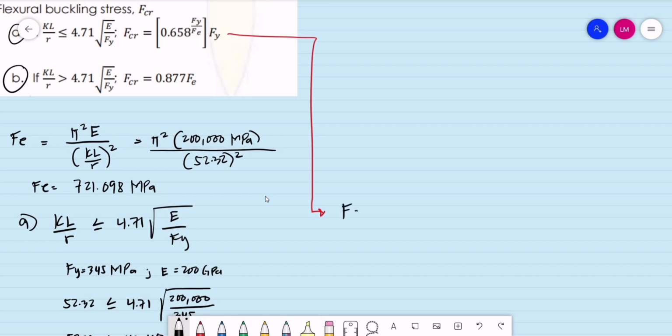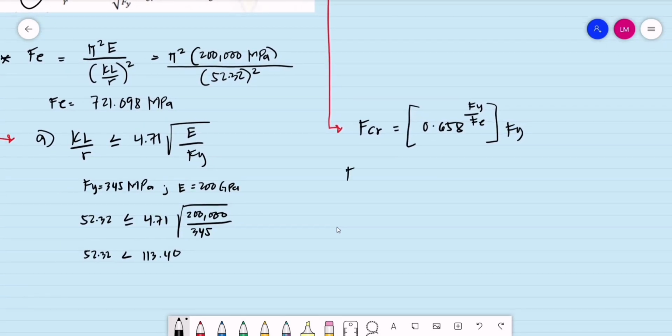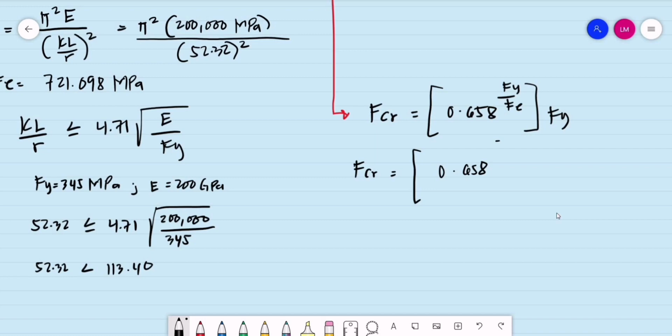The value of F sub CR is equal to the quantity 0.658 raised to Fy over Fe, then multiplied by the value of Fy. Computing the flexural buckling stress, F sub CR is equal to 0.658 raised to Fy, that is 345 megapascals, divided by the computed F sub E, 721.098 megapascals, multiplied by the value of Fy, 345 megapascals. So this is now the value of F sub CR.